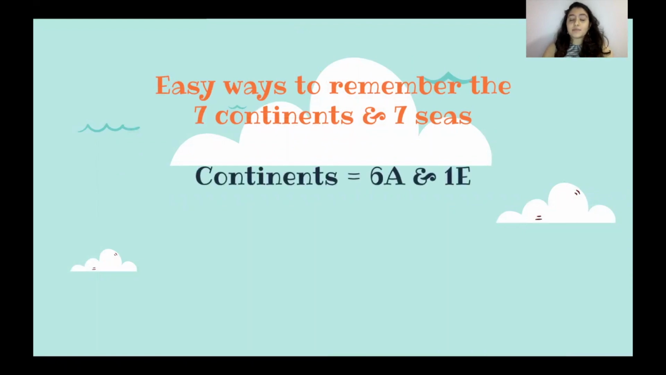The continents can be remembered through the 6 A's and 1 E. The 6 A's stand for Asia, Africa, Australia, North America, South America, and Antarctica. The 1 E stands for Europe. So again, 6 A's, 1 E. 6 A's stand for Asia, Africa, Australia, North America, South America, Antarctica. And the 1 E stands for Europe.